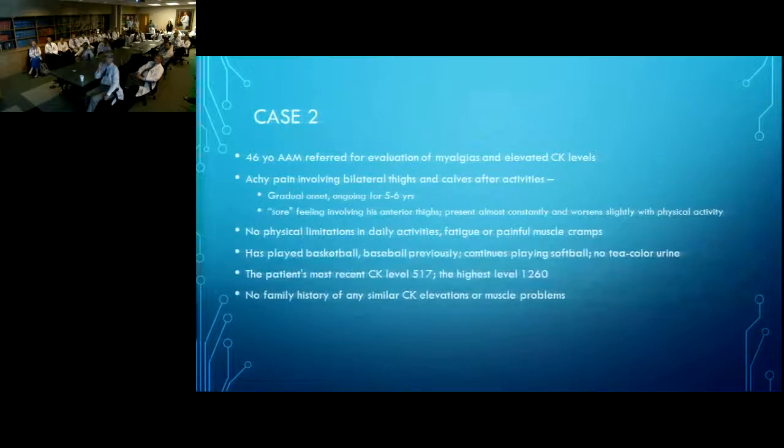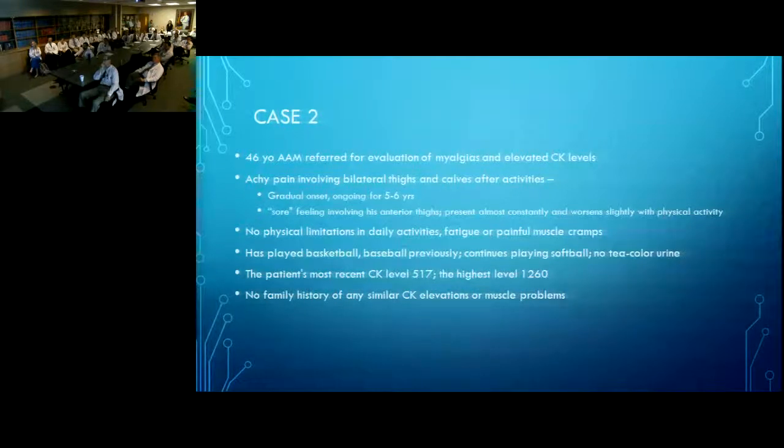So now, the second case, which is on the other end of the spectrum for hyper-CKemias. This is a 46-year-old man referred for evaluation of myalgias and elevated CK levels. He complained of pain involving his thighs and calves after activities, but the pain actually persisted throughout his day. It's been ongoing for a long time, and it just worsened slightly with physical activity, but it really didn't prevent him from doing any of his routine activities.